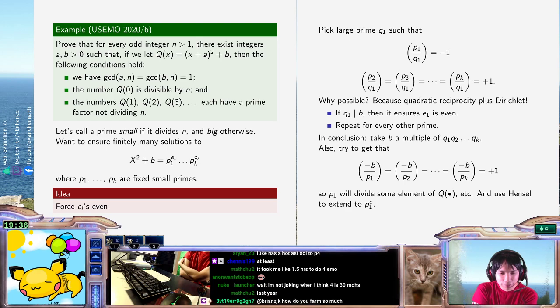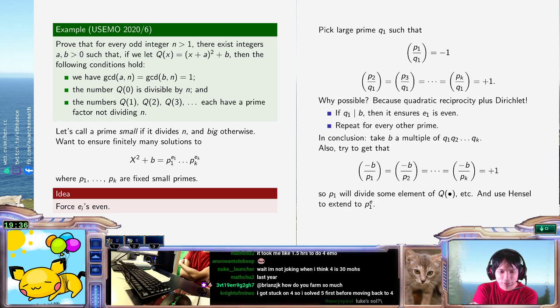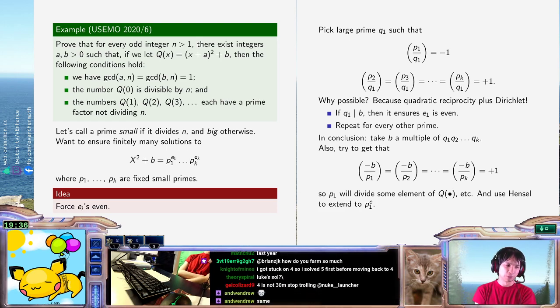It took you 1.5 hours to do 4? Oh, that's fine. No, like, I thought 4 was a medium problem, is the bottom line. And it might turn out that it's even harder than that.